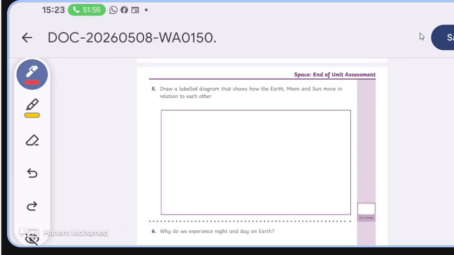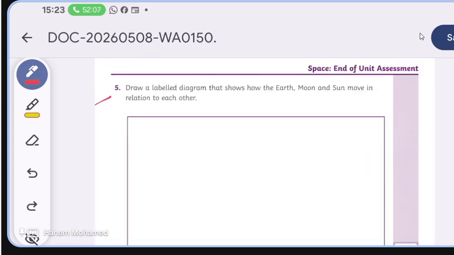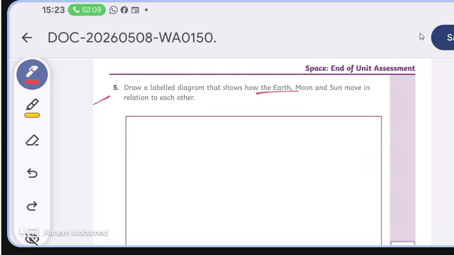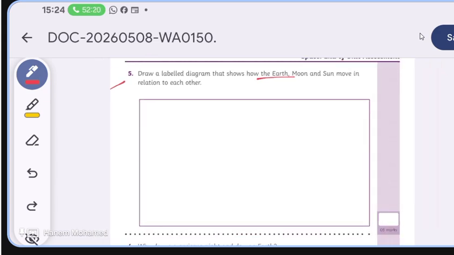Okay, what is the next page talking about? This is very important to draw. Jana, draw a labeled diagram that shows how the Earth, Moon, and Sun move in relationship to each other. Of course, there is a mistake in your drawings when you draw something bigger than the others. So which is the biggest body you are going to draw in the middle?